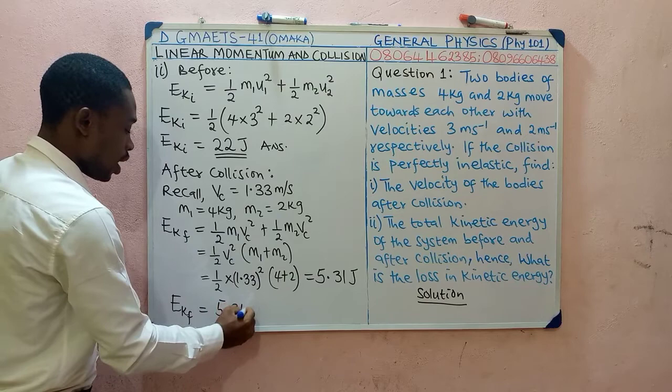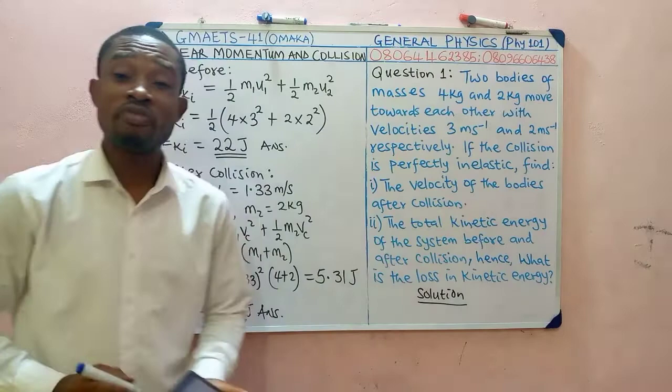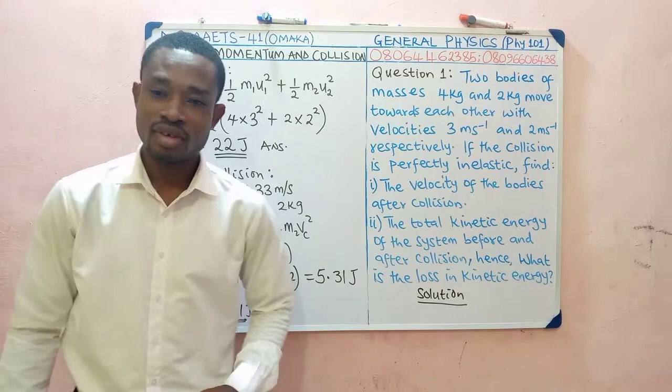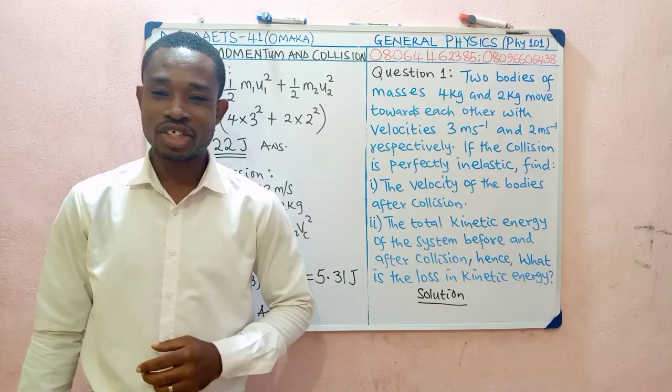Now we've obtained the total kinetic energy of the system before and after collision. Once again, let's go for a short break. When we're back, we'll find the loss in kinetic energy. Of course, if you look at these, there was a decrease in kinetic energy, as expected for a perfectly inelastic collision.